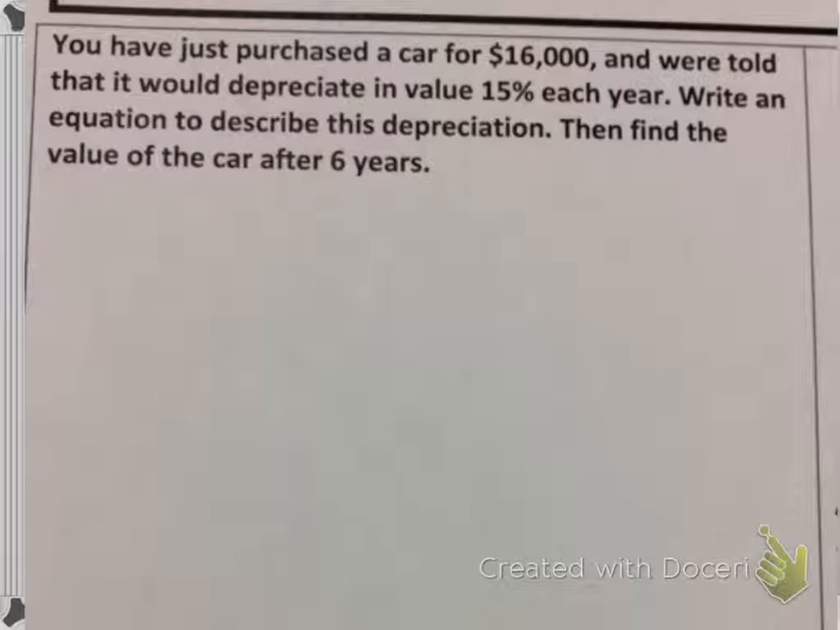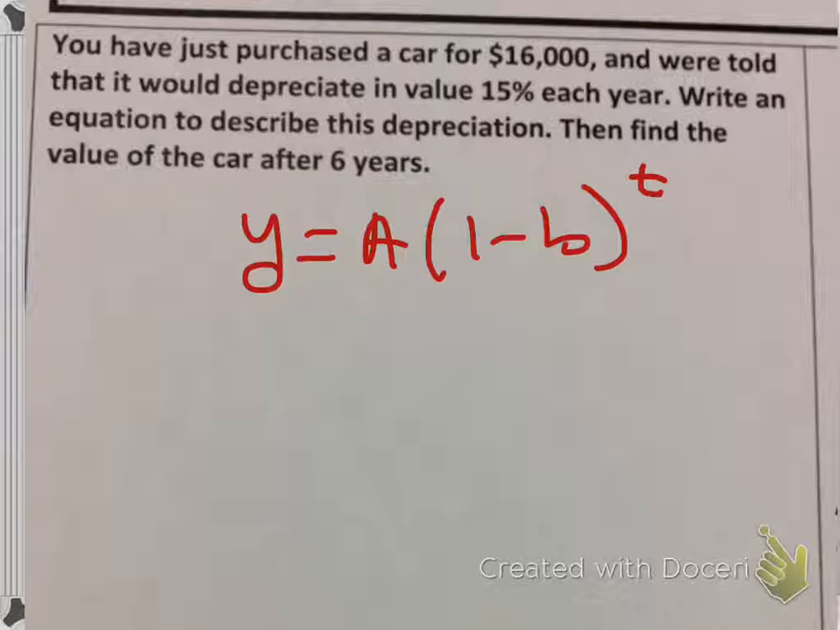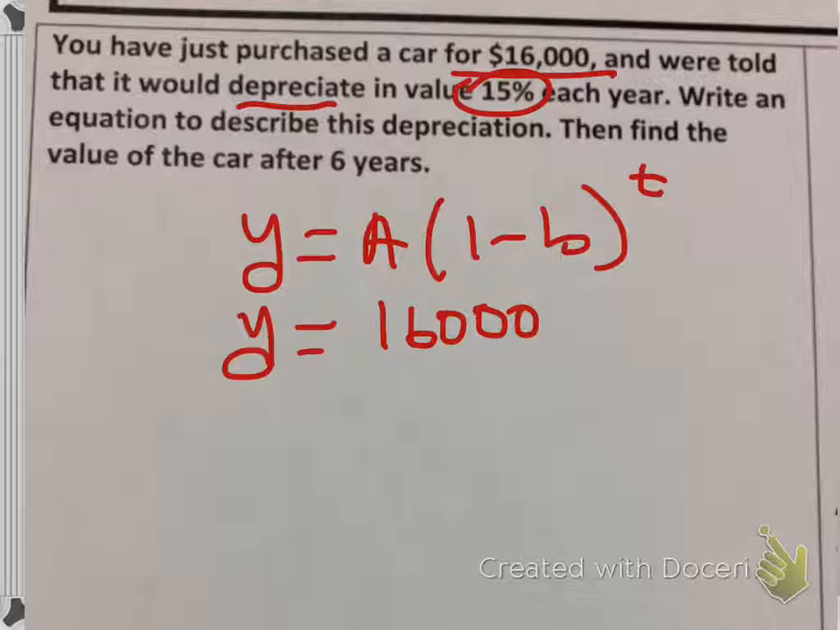So let's write down our formula so we know what we're substituting stuff into here. We have y equals a times 1 minus b, raised to the t power. So it says you've just purchased a car for $16,000, and we were told that it would depreciate in value by 15% each year. Write an equation to describe this depreciation, then find the value of the car after 6 years.